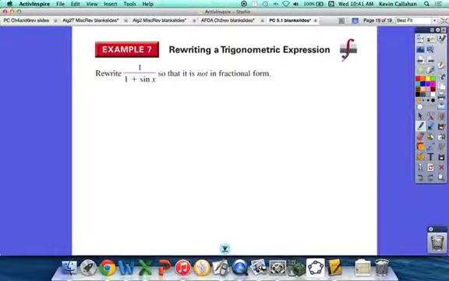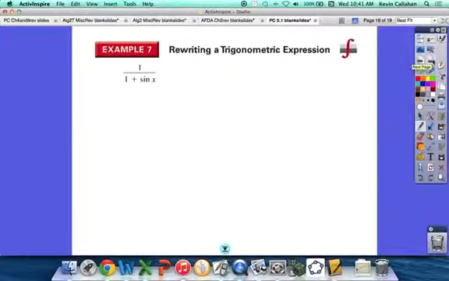So we would try to rewrite it so that it does not have, I mean, a lot of times what they say is don't have a binomial denominator like that. They didn't say that, actually. They said make sure that it's not in fractional form. Okay, let's see what we do with that. And I think I've got this on the next slide, too.